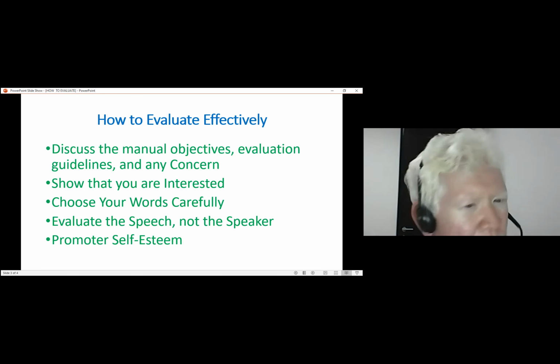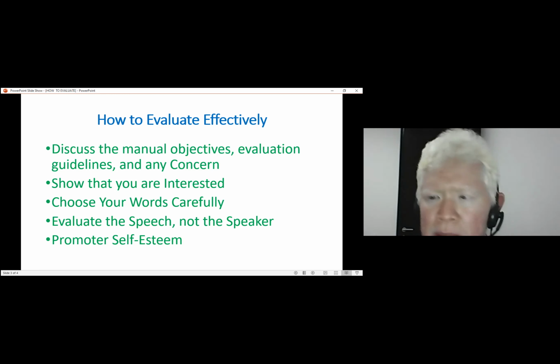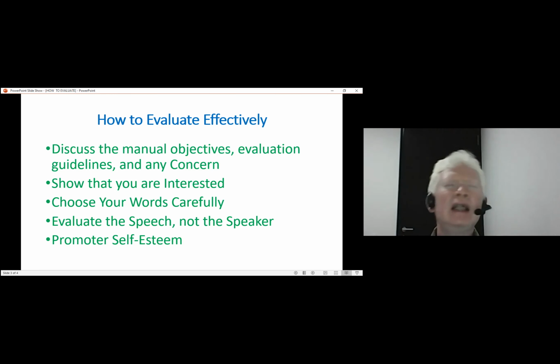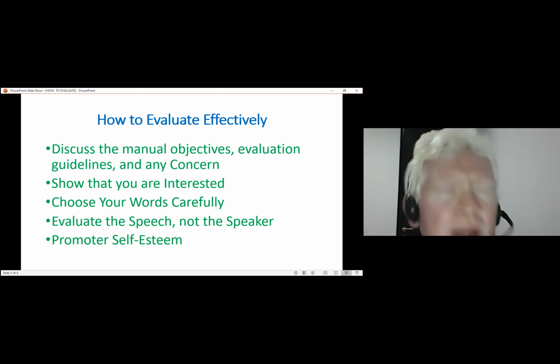And then evaluate the speech, not the speaker. Please don't say, "Oh, I know you must be very good at it. I know you are clever. You go to school abroad. You are good looking today. You must be very confident." Please, we do not evaluate the person.